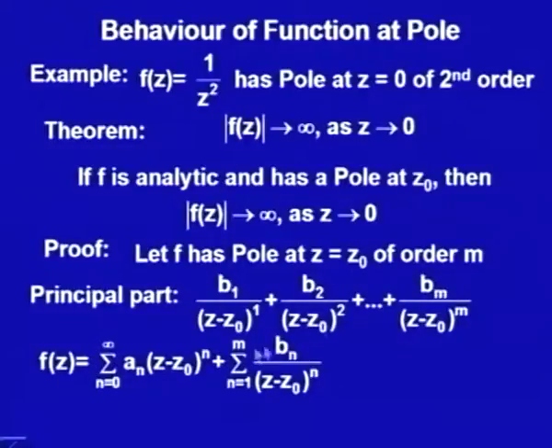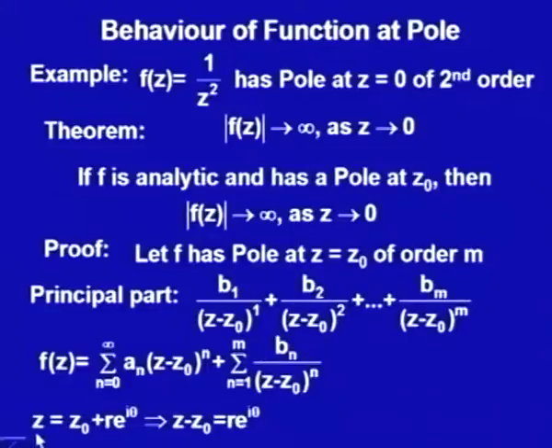Since f has a pole, suppose f can be written in this manner. We do not know whatever these a n are. Because z naught is a pole, that means z naught is an isolated singularity, so in a disk 0 less than mod z minus z naught less than r, we could write f as the Laurent series: summation n running from 0 to infinity a n z minus z naught to the power n, plus n running from 1 to m b n upon z minus z naught to the power n, because we are assuming that z naught is a pole of order m.